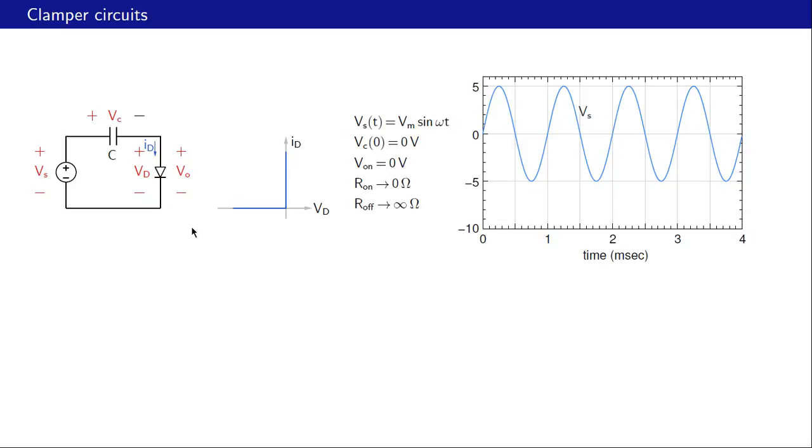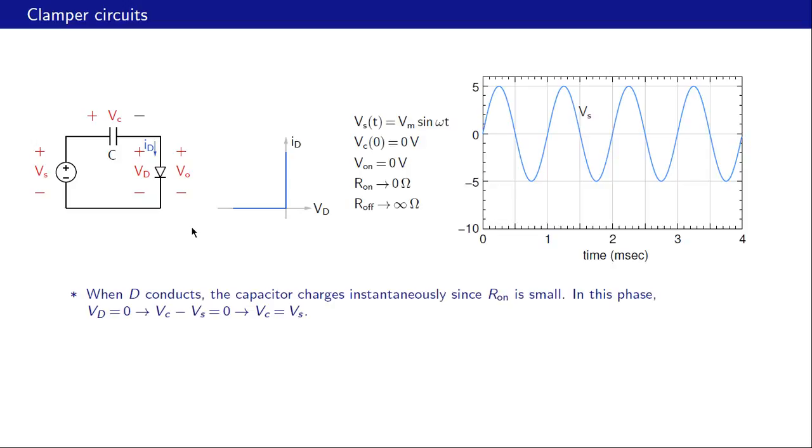Once again, we will make a few observations and then relate that to the graphs that we will see. First, when D conducts, the capacitor charges instantaneously. This point is really no different than the previous circuit, because R on is small and therefore R on times C, which is the time constant, is also small. In this phase, Vd is equal to 0, so Vc plus 0 minus Vs is equal to 0, and therefore we get Vc equal to Vs.